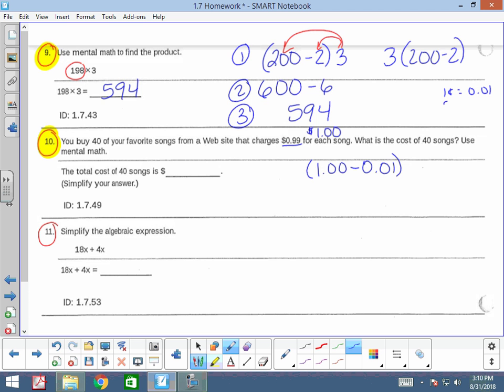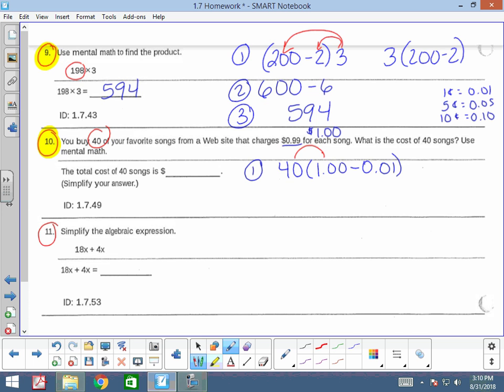If I'm subtracting 5 cents, that is 0.05. If I'm subtracting 10 cents, that's 0.10. Remember, this is money. The coins are divided by 100. Now, how many am I buying? I'm buying 40 of those, so 40 goes in front of the parentheses. This is my first step.